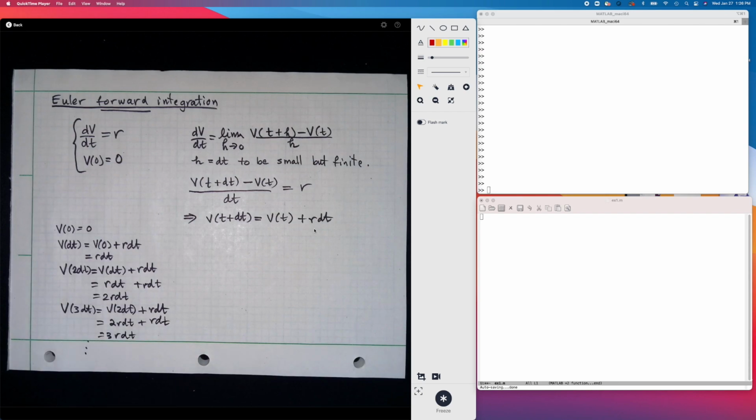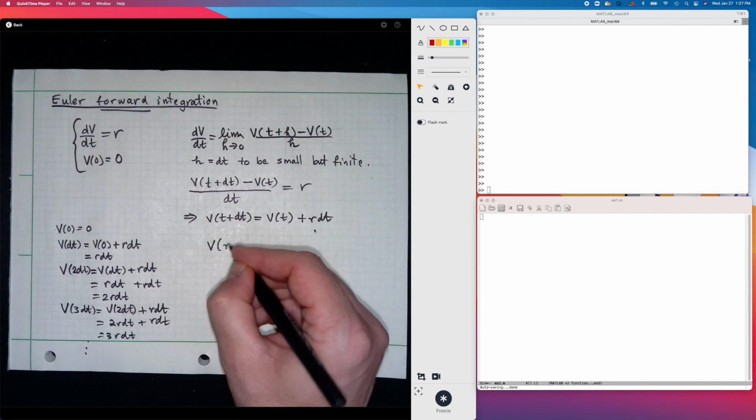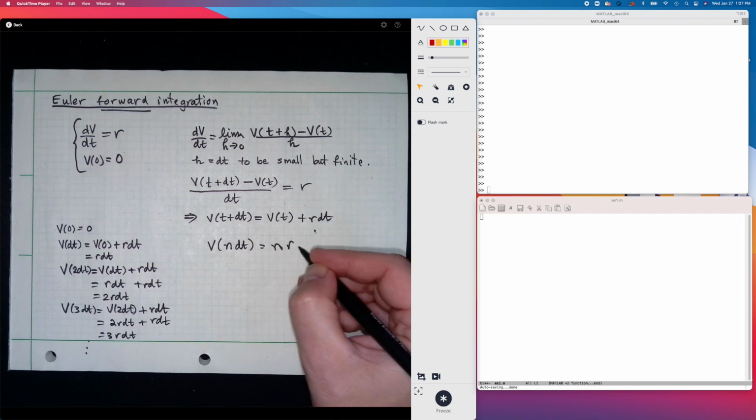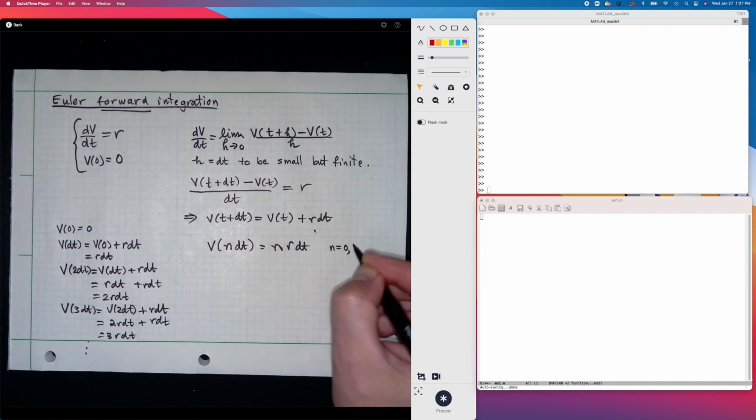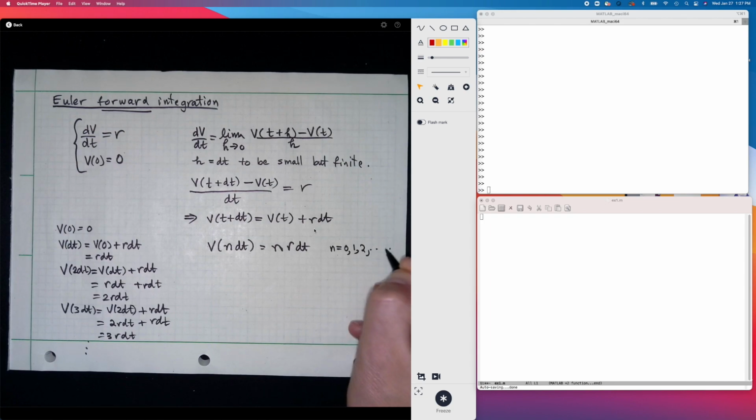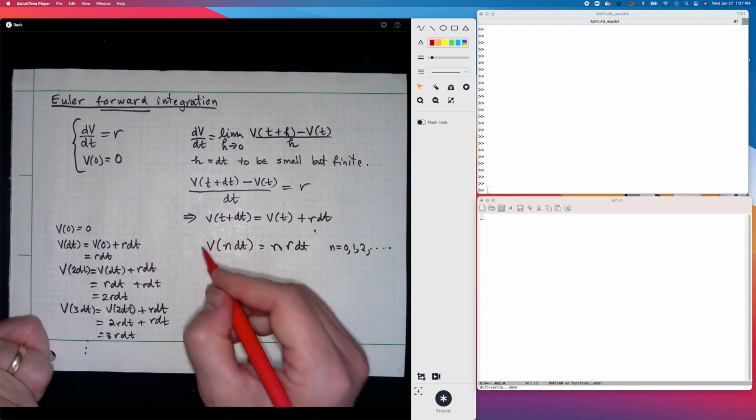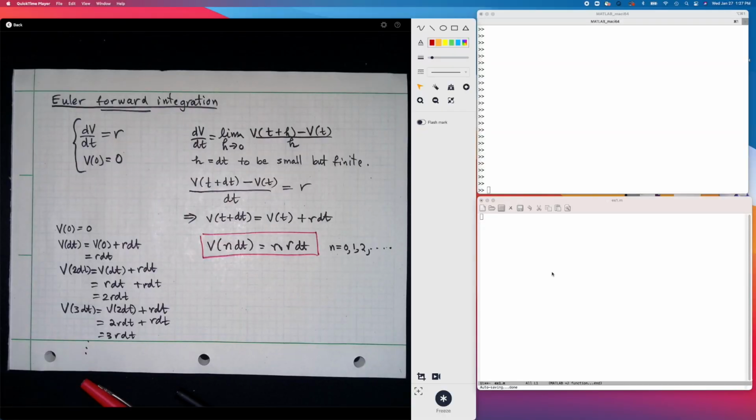And you can easily see what happens as a function of time. In this case, we can do the numerical integration in our head. We don't even need a computer, because the solution is very simple. The general solution is V of n dt equals n times R times dt, for n equals 0, 1, 2, and so on. Because the example is so simple, we don't need the computer to solve it, but we will use the computer to set it up, so you know how to code it before we add more complexity to our model. So let's go to the computer.